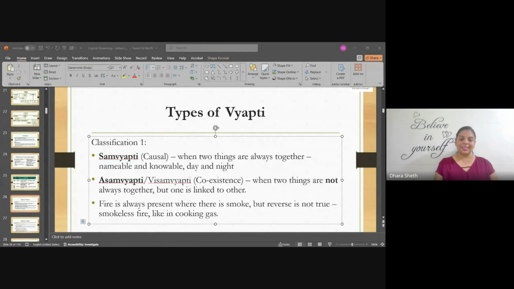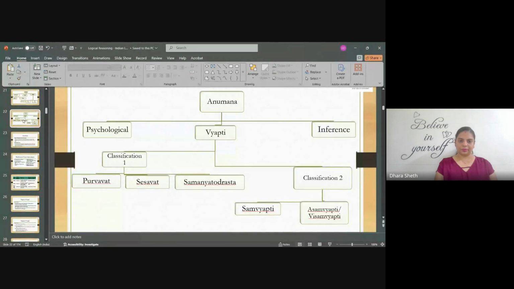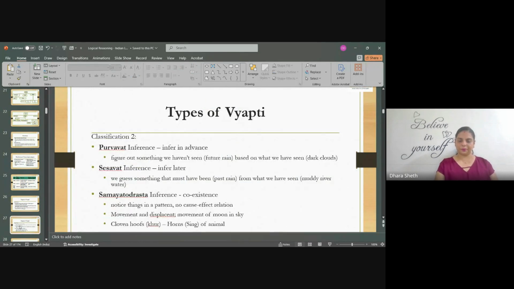Okay. The next classification: Purvavat, Sheshvat, and Samanyato Drashta. The second classification is Purvavat. If you know Hindi, Purva is before. Sheshvat, here probably you can say after. And Samanyato Drashta, let's see what it means. Purvavat inference is inferring something in advance, before. Figure out something we haven't seen based on what we already see.